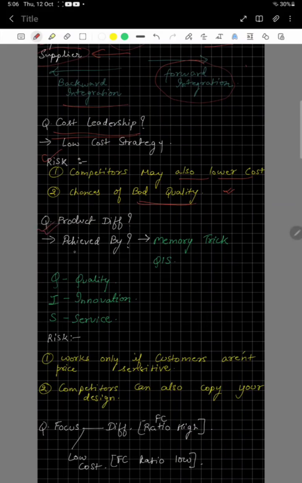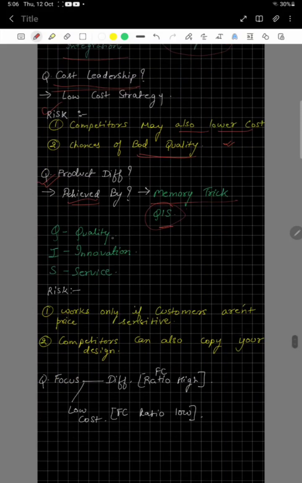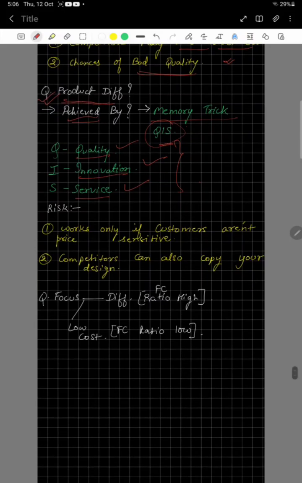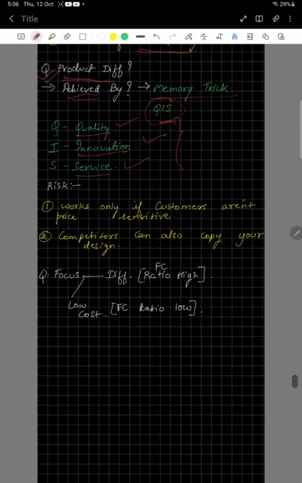Now the second is product differentiation strategy. How is product differentiation achieved? You have to remember this. You can use a memory trick again, that is QIS. Q stands for quality, I stands for innovation, and S stands for service. Obviously, when you provide quality, innovation, some new things and some service, then only you can follow product differentiation, that is your product is different from others and you can charge a premium pricing.